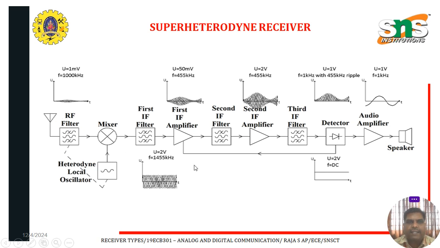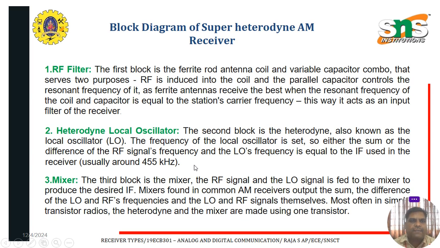Now we will see individually. RF filter. The first block is the ferrite rod antenna coil and a variable capacitor combo that serves two purposes. RF is induced into the coil and the parallel capacitor controls the resonant frequency of it, as the ferrite antenna receives best when the resonant frequency of the coil and the capacitor is equal to the station carrier frequency. This way it acts as an input filter of the receiver. So the first RF filter will remove the noise in the input signal.